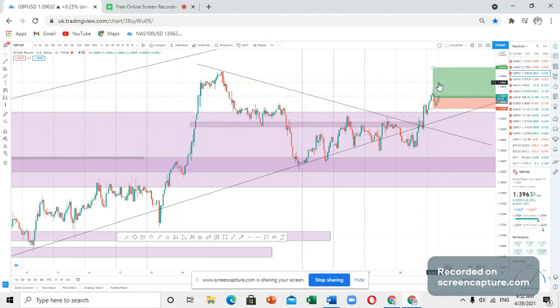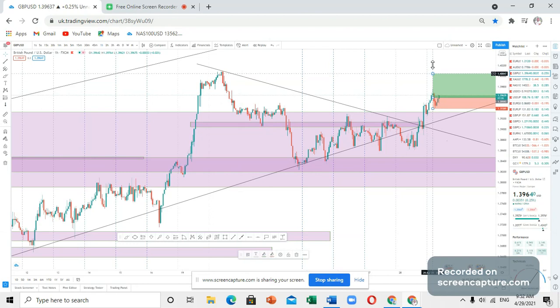So currently I'm holding this trade. I'm looking forward to capitalizing on it up to that position around there. Yeah, I'm looking forward to capitalizing on it up to this place here.